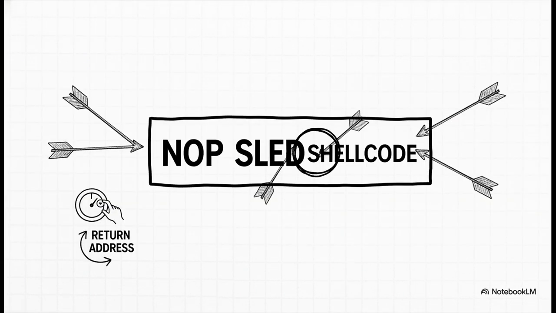But, a little dose of reality here. This isn't always a perfect science. Memory can shift around a bit, so it often takes some trial and error. You might have to adjust your return address by a few bytes here and there until you land perfectly on that NOP sled and your shellcode finally runs.